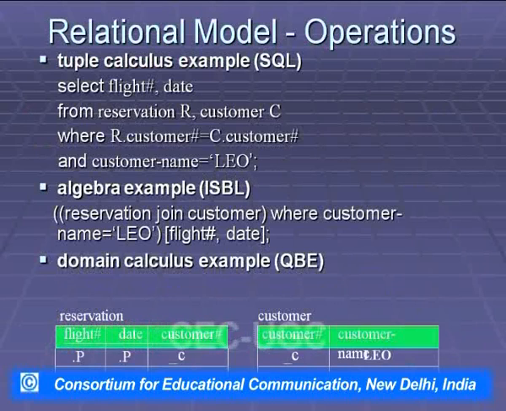Relational model operations, tuple calculus example, SQL, structured query language: select flight date from reservations, customers where customers and customer name is Leo. Algebra example, ISBN, you can see the example in that way, and domain calculus example.